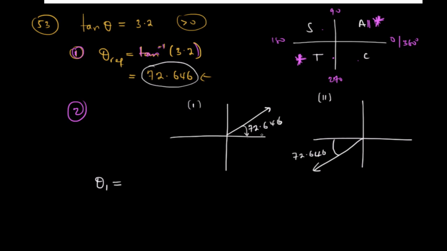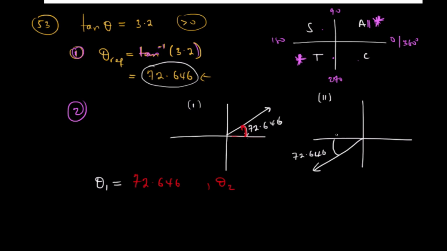Having known this, the next thing is to find the angles. The original angle is just, we start from here and then we go here. We always start from the positive x-axis up to where the line reaches. So for the first one it is 72.646. What of the second one? That is for theta 2.